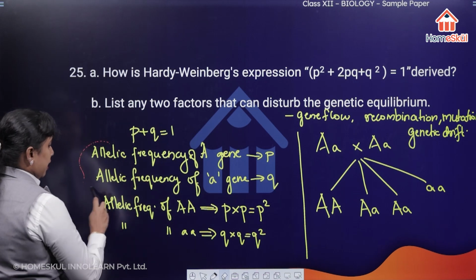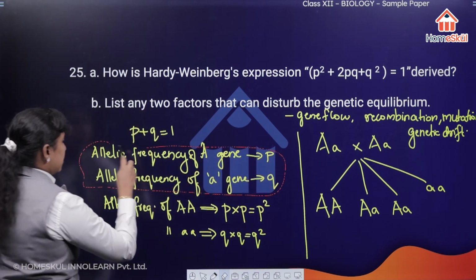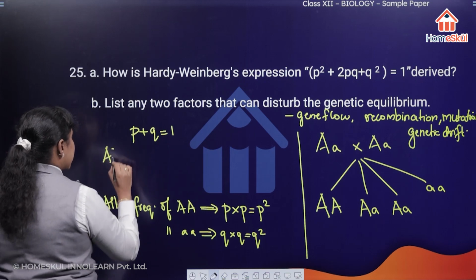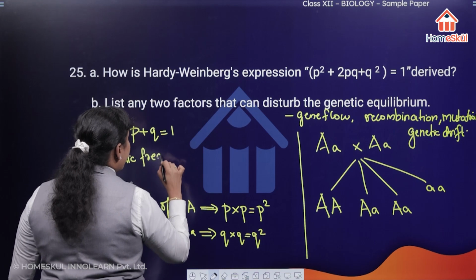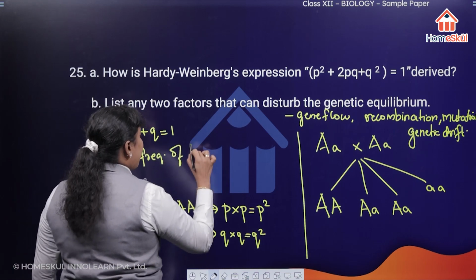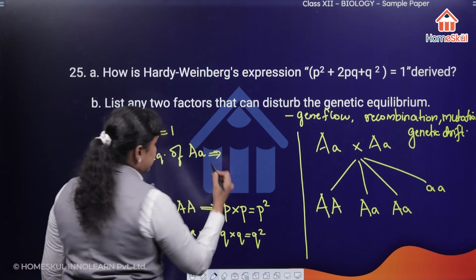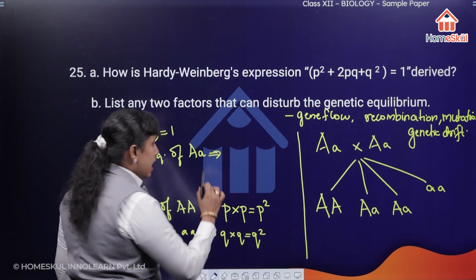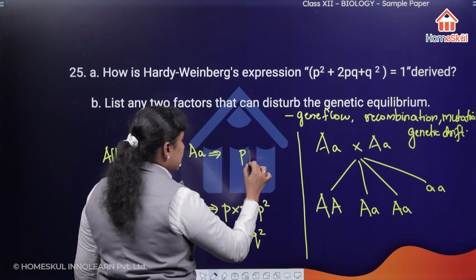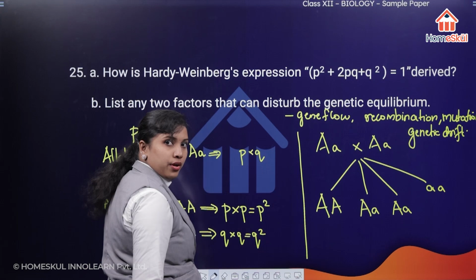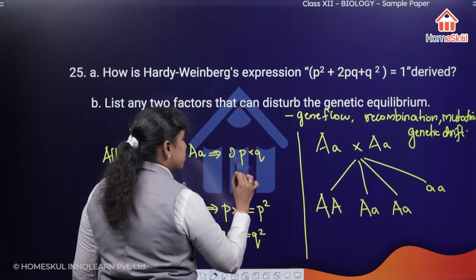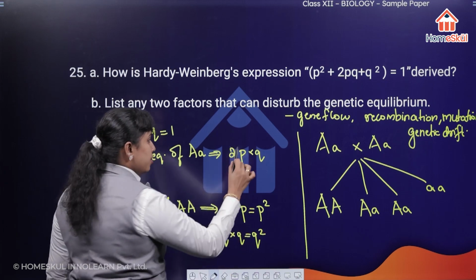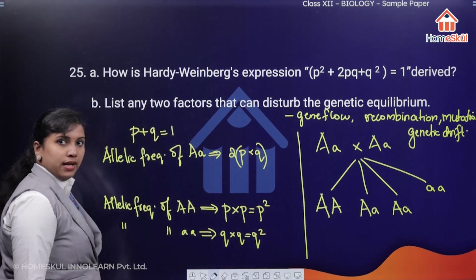Then let us see. Let me write here the allelic frequency of capital A, small a. That means capital A, small a is P into Q, right? And how many are there? 1, 2. 2 are there, right? So 2 PQ, 2 into PQ, right?